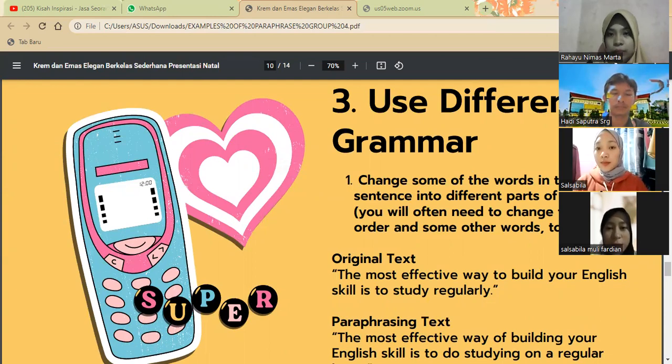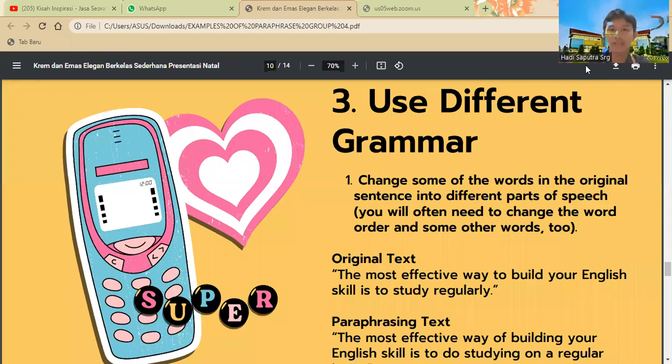Okay, thank you to Salsabila. The next part will be presented by Hadi Saputra Siregar. To Hadi, time is yours. Thank you, moderator. I will explain about using different grammar. I will continue the material from Salsabila.